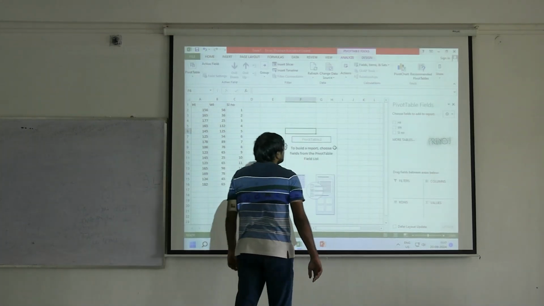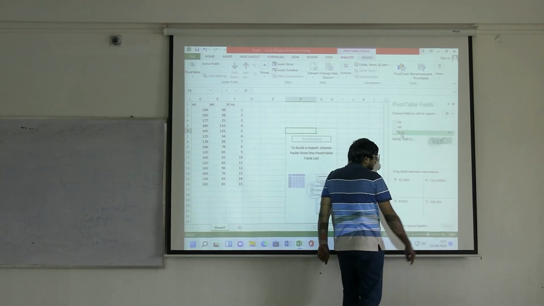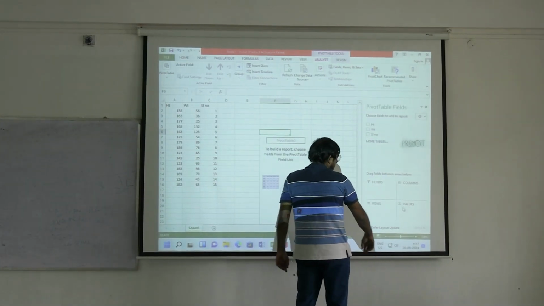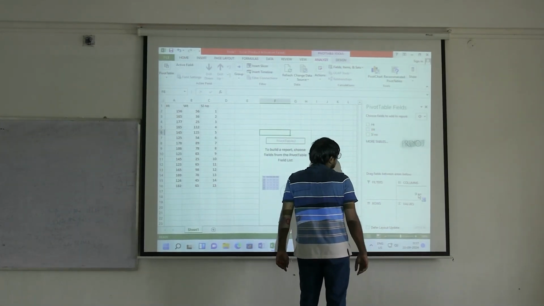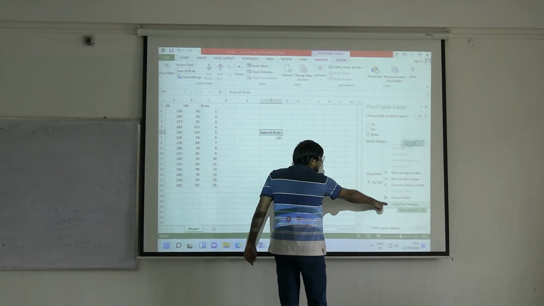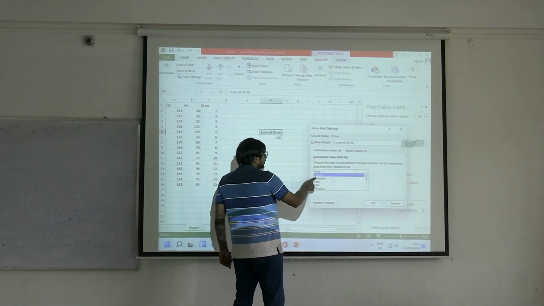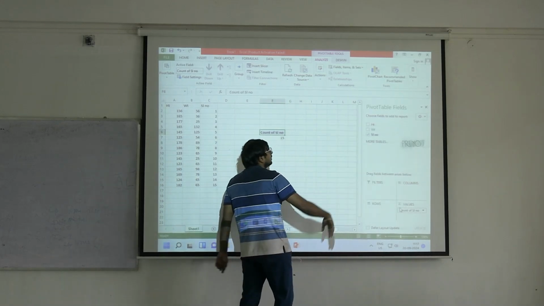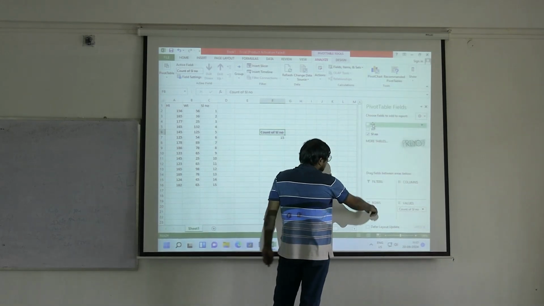Serial number goes to values always. First do that. Click here. Value field settings. Change this to count. Okay. Done. Now do weight on one side. First do weight here.